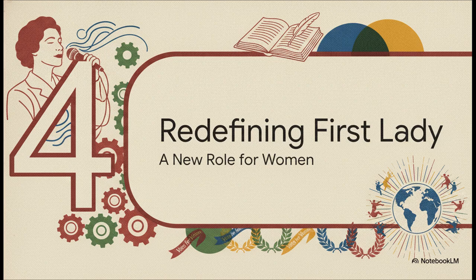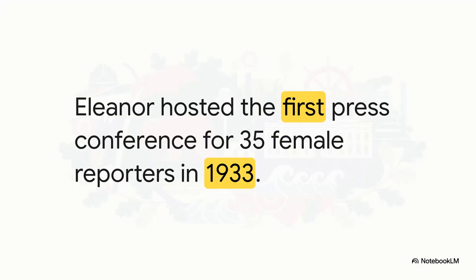Which brings us to Part 4, Redefining the First Lady. While FDR was reshaping the Oval Office, Eleanor fundamentally disrupted everything people expected from a first spouse. Instead of staying quietly in the background, she immediately took action. Literally days into the administration, on March 6, 1933, she hosted the first official press conference ever conducted by a First Lady. And here is the brilliant part.